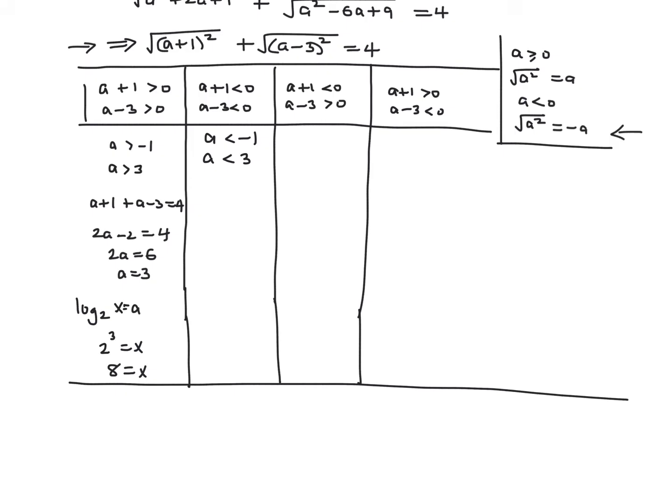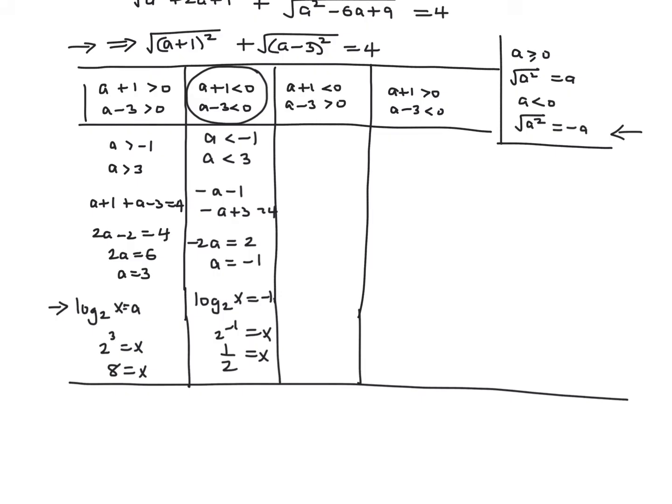Let me think about this. They're both less than 0, right? Yeah, so negative a minus 1, and then negative a plus 3 is equal to 4. So minus 2a would be equal to 2, I believe. So a is -1. Applying it to this, log of x to the base 2 is -1. So 2 to the -1 is x. So that basically means that x is a half. And again, it's for an interval, so we'll talk a little bit about that at the end.